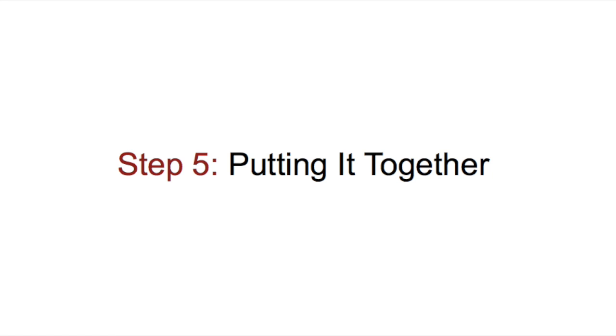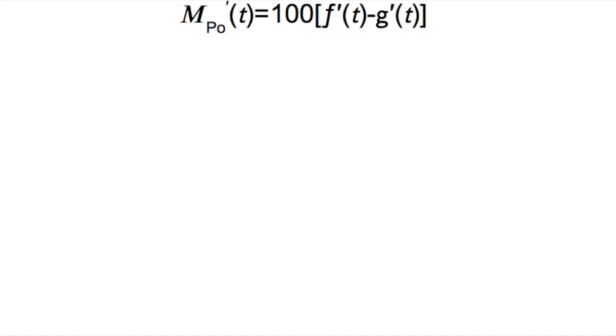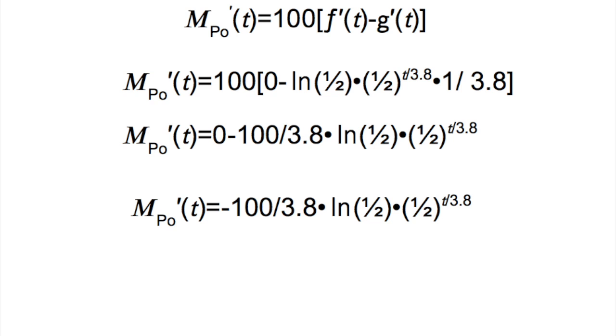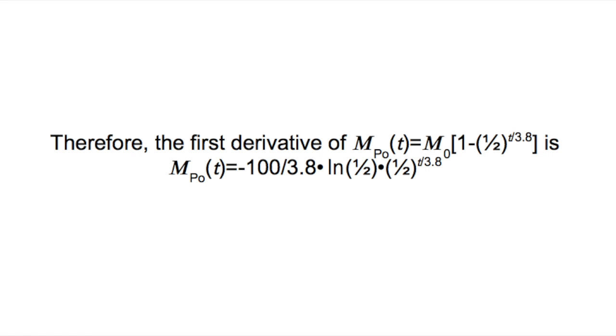Step 5. Putting it together. Here we have our rewritten equation. Now we can sub in everything and simplify to find that MPO prime at t equals negative 100 over 3.8 times ln 1 over 2 times 1 over 2 to the power of t over 3.8. Step 6. Therefore statement. Therefore, the first derivative of the function MPO at t is negative 100 over 3.8 times ln 1 over 2 times 1 over 2 to the power of t over 3.8.